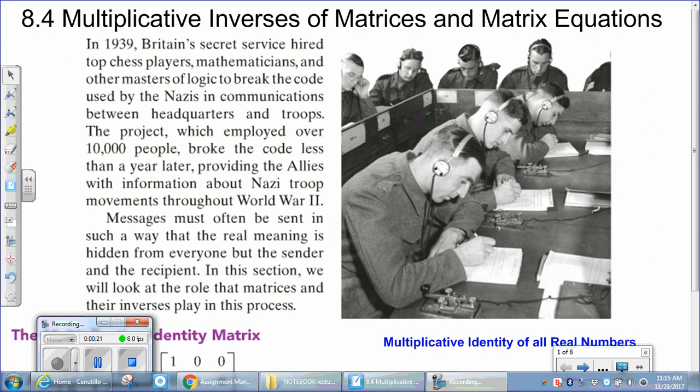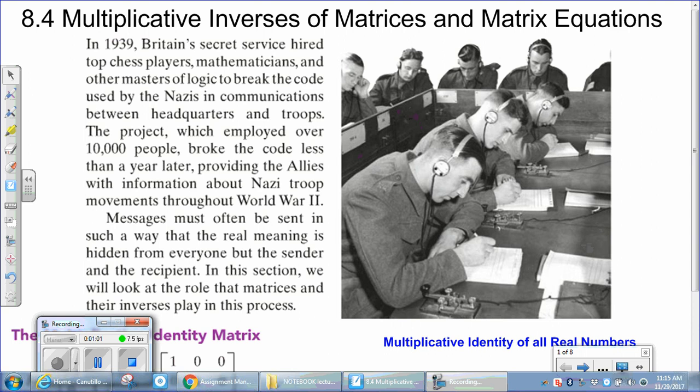In 1939, Britain's Secret Service hired top chess players, mathematicians, and other masters of logic to break the code used by the Nazis in communications between headquarters and troops. The project, which employed over 10,000 people, broke the code less than a year later, providing the Allies with information about Nazi troop movements throughout World War II. Messages must often be sent in such a way that the real meaning is hidden from everyone but the sender and the recipient. In this section, we will look at the role that matrices and their inverses play in this process.